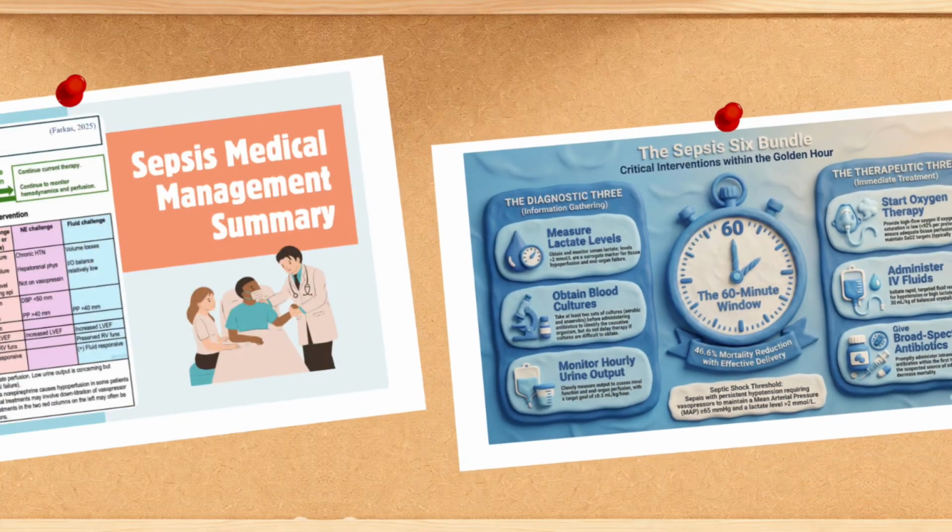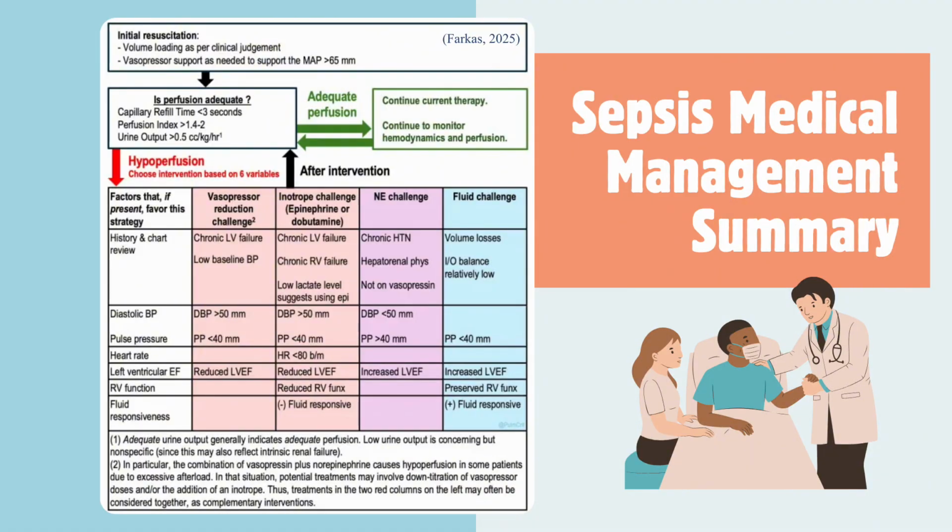improve patient outcomes. This slide summarizes the stepwise medical management approach to sepsis based on the patient's perfusion status and response to therapy. If perfusion is adequate, ongoing monitoring is continued to ensure stability. If perfusion is inadequate, a fluid challenge is initiated to assess response and improve circulating volume. If hypotension or poor perfusion persists despite fluids, a norepinephrine challenge may be started to support blood pressure through vasoconstriction.